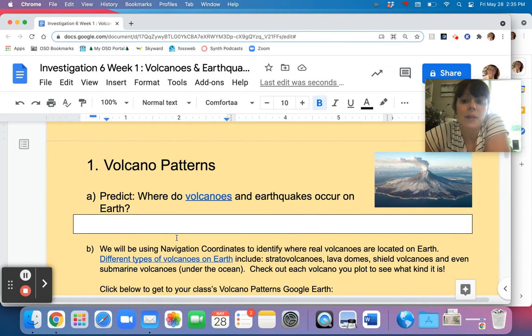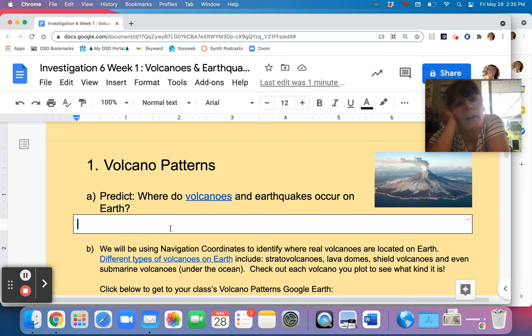So the first part of this notebook is about volcanoes. So, prediction: where do volcanoes and earthquakes occur on Earth? You fill in your prediction. Where do you think they happen? Where have you heard about them occurring? In what places? What types of places? Fill in your prediction there.